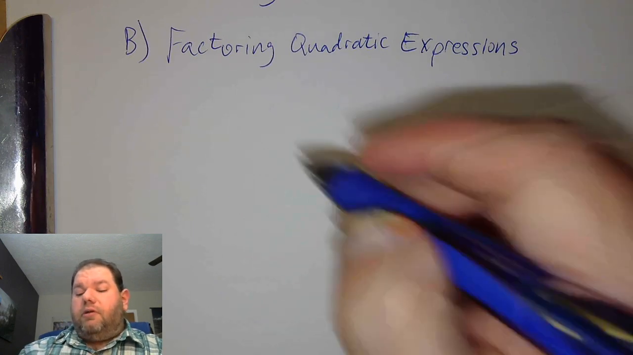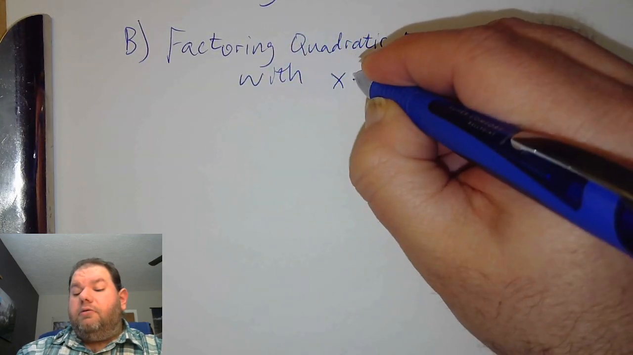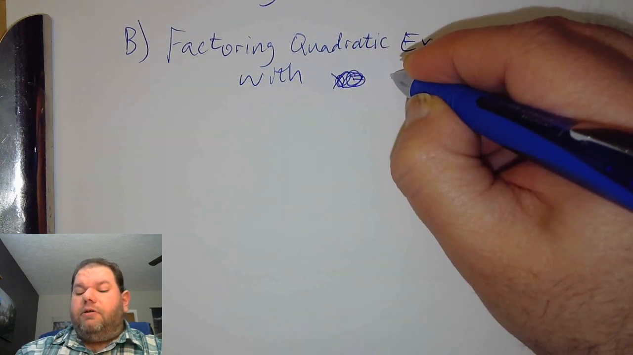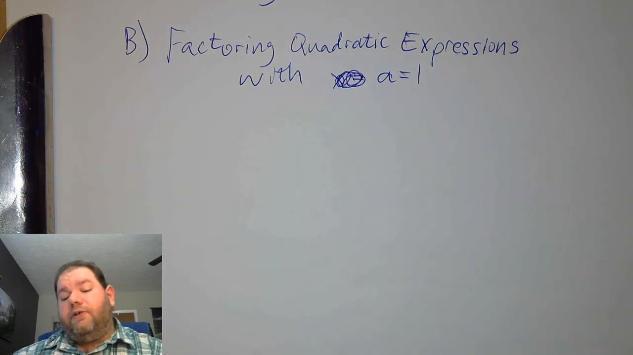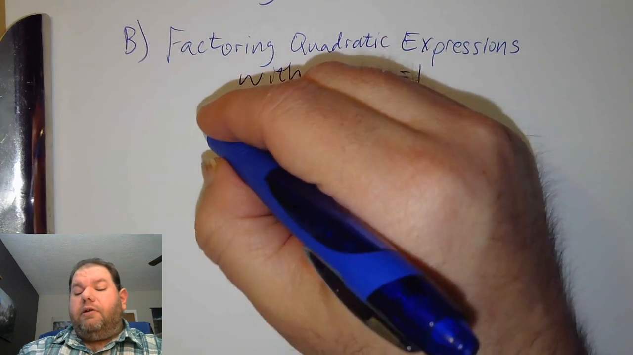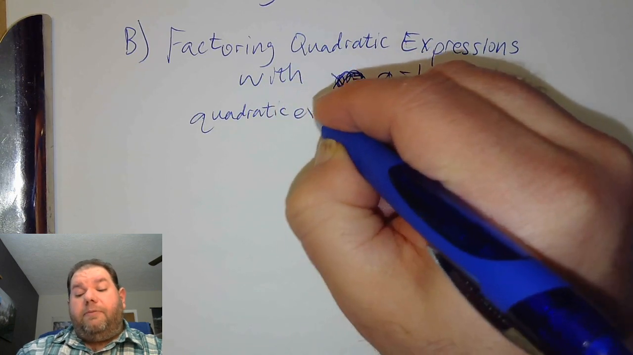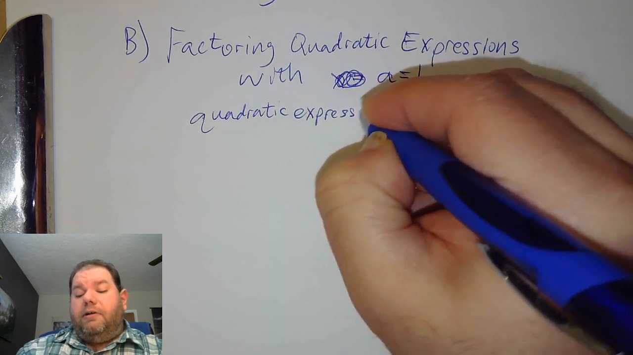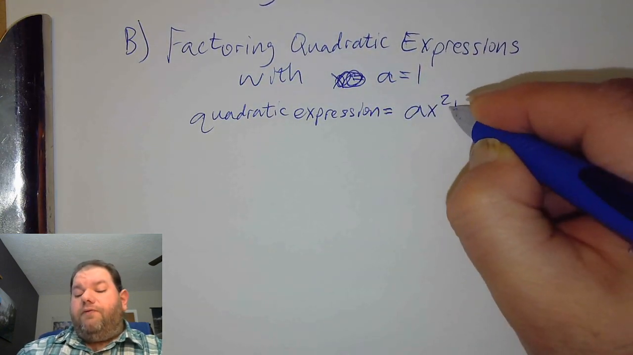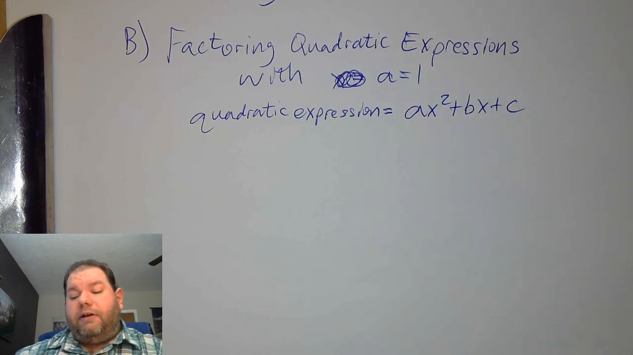Now, I'm going to start off with a equals 1 as our scenario. What that means is that if we look at our quadratic expression, I'm doing it again, sorry about that. The general form for a quadratic expression is ax squared plus bx plus c.